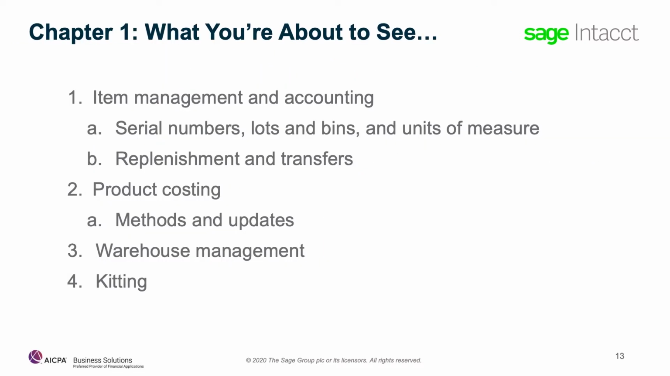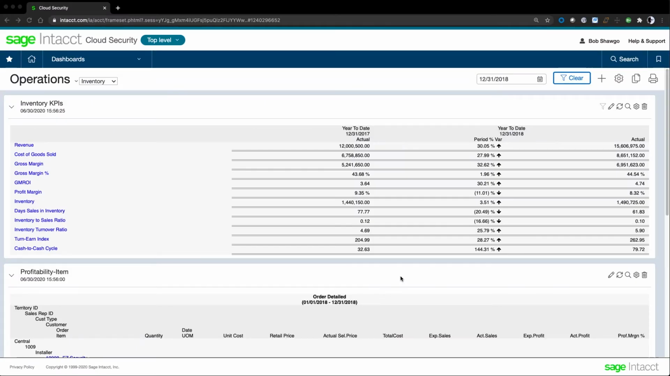Our demonstration will show item and warehouse management, including product costing methods and key item information. We'll look at serial numbers, lots and bins, units of measure, kitting, replenishment, and transfers. Let's begin our look at inventory management by looking at a dashboard.